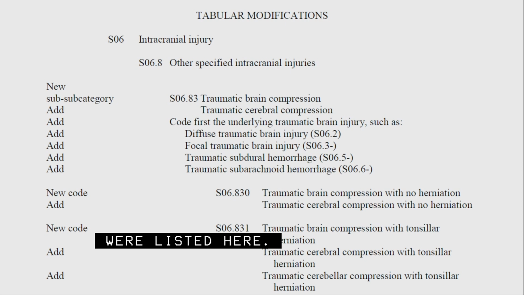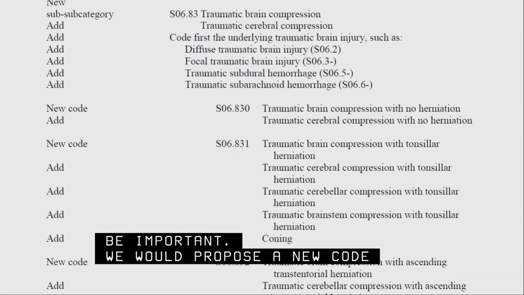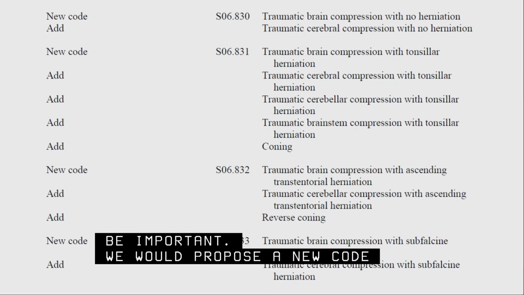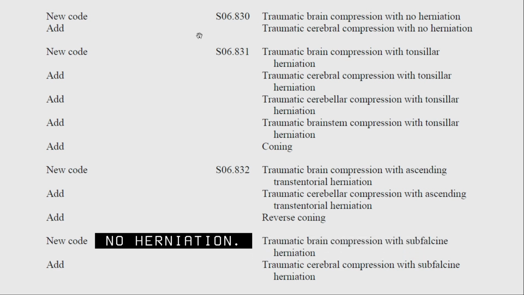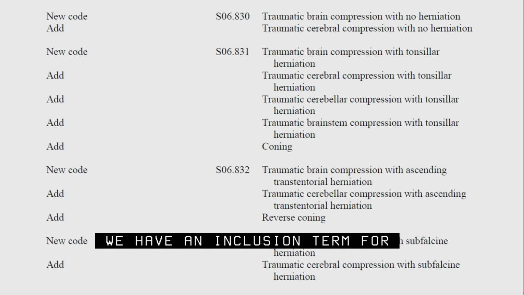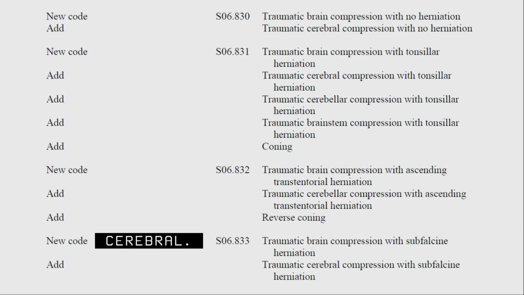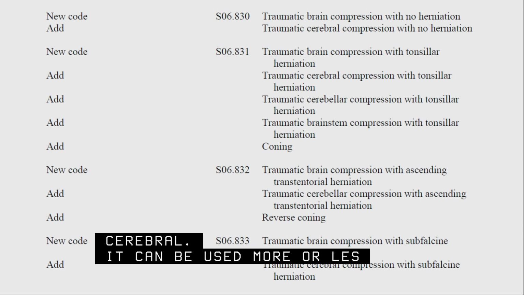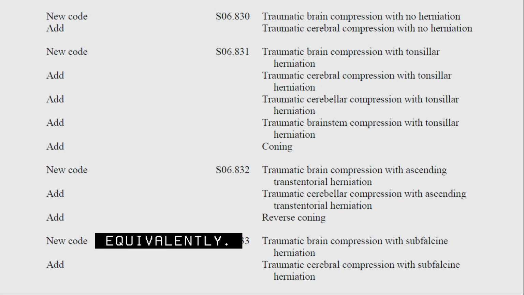Again, this is a "such as" note, so there could be others that could be important in traumatic brain compression. We would propose a new code, S06.830, for traumatic brain compression with no herniation. We'd have an inclusion term for cerebral there also, so brain or cerebral in this case we could use more or less equivalently. A new code, S06.831, for traumatic brain compression with tonsillar herniation. And we would have inclusion terms there for cerebral, cerebellar, and brainstem, and also the term coning.